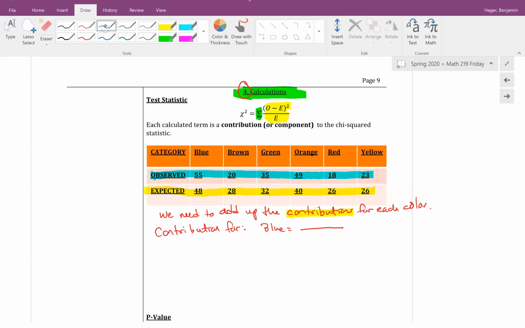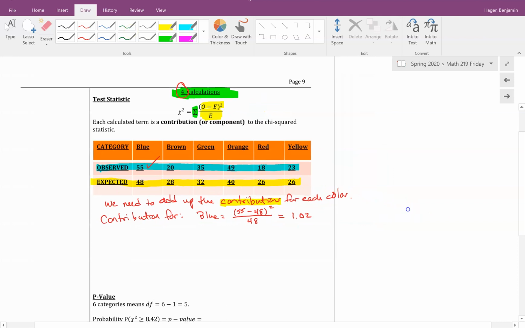So I'm going to take what I observed. I observed 55 blue ones. That's what they told me were in the bag. I expected only 48 blue ones. I have to square that difference and divide by what I expected, 48. And that comes out to 55 minus 48 squared over 48, which is 1.02. Let's just go to 2 decimals here. So there's the first contribution.